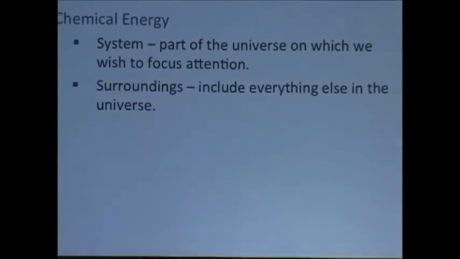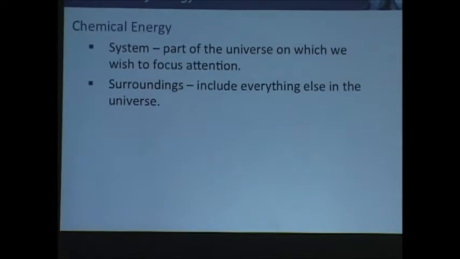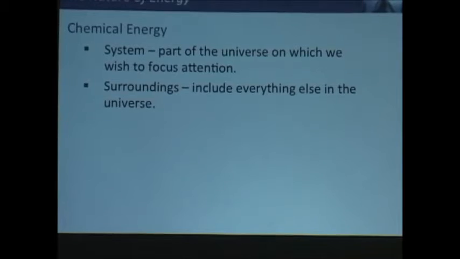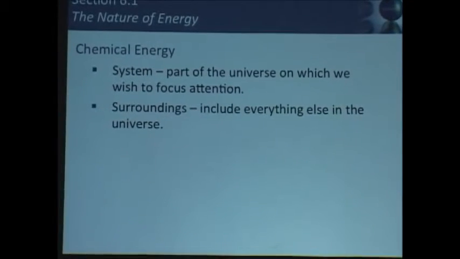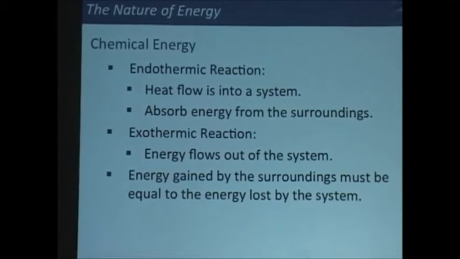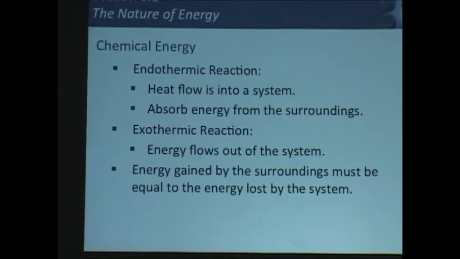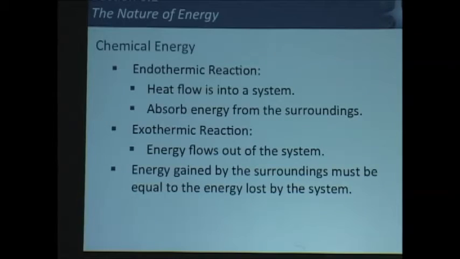Let's go to the definition of the two according to the slide. Part of the universe in which we focus our attention on, that's the system, includes everything else. That's the surrounding. Everything else in the universe. That means all the surroundings in the lab, for example, or even the whole entire atmosphere around that. Now, when you look at a chemical reaction, we have two ways in which energy is either gained or lost, as I mentioned. In the endothermic reaction, the heat flows into the system, and in an exothermic reaction, the heat flows out of the system.